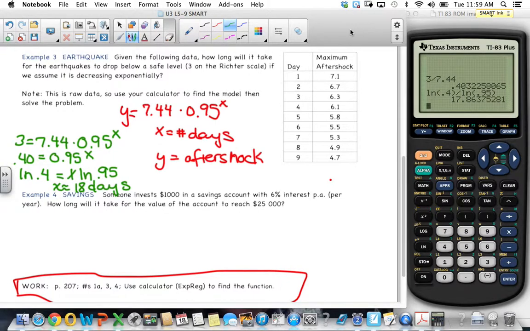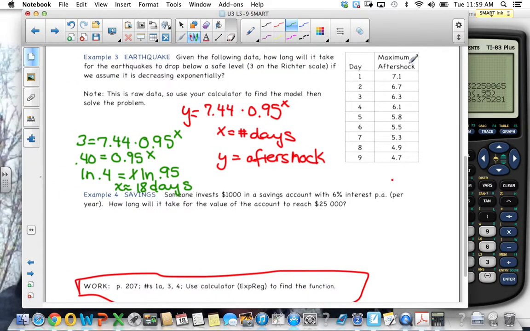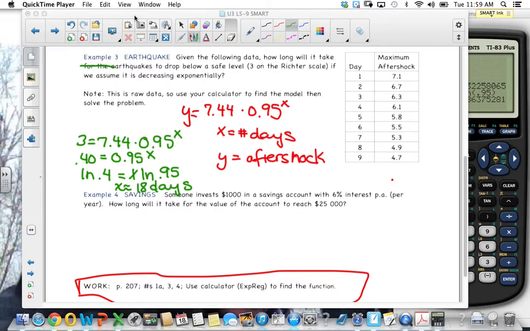So again, to reiterate, we use the calculator to input the raw data to find the exponential regression model, and we use this model to make a prediction. Hopefully this helps, and you're going to use this to prepare for your unit test.